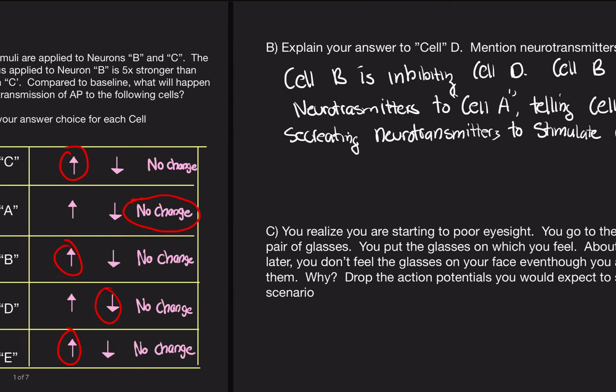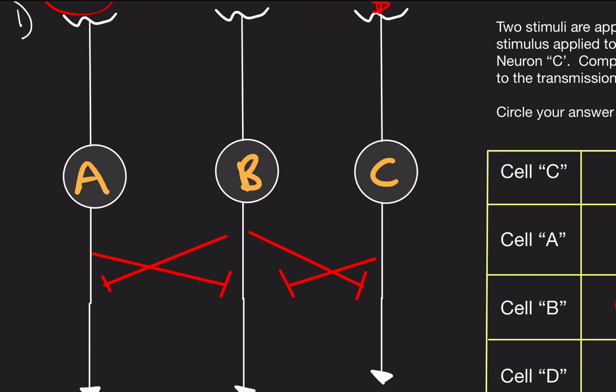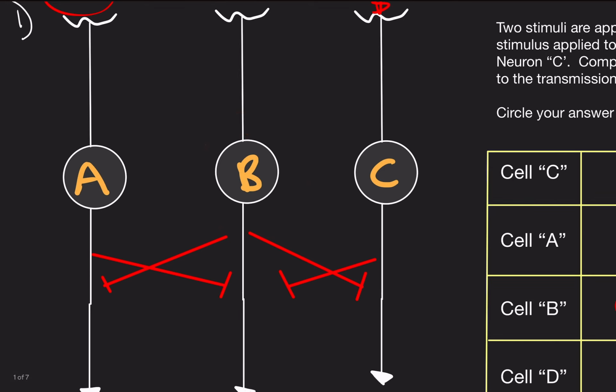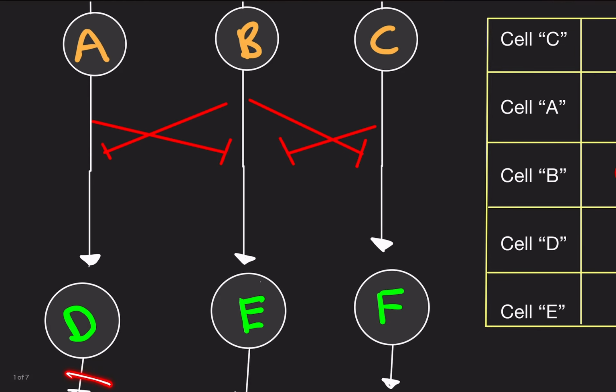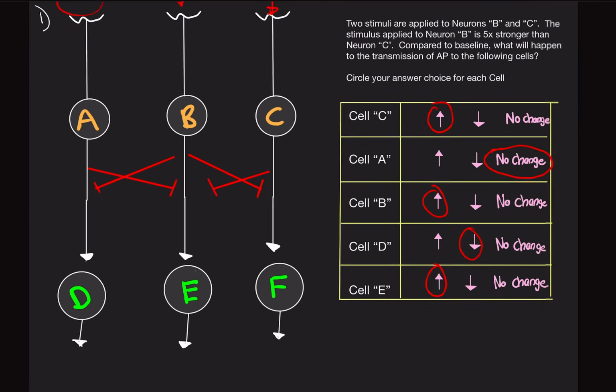If this doesn't make sense, let's go over this. What's happening is that cell B is being stimulated. We already got that, right? And it's laterally inhibiting. Cell B basically goes and tells cell A, hey, shut up. Stop sending more signals to cell D. It's basically telling A, stop what you're doing. So cell B releases neurotransmitters to cell A and tells cell A to stop, so we don't get any firing to cell D and it doesn't get stimulated at all. That's what's happening.